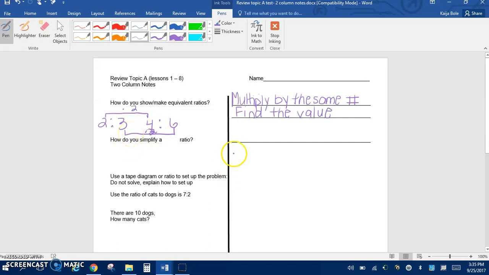Next one is, how do you simplify a ratio? You remember, you set it up as a fraction, and then you simplify. So if we had the ratio 2 to 8, we would write it as a fraction, 2 over 8. They're both even, so we can divide them both by 2. So to simplify, we would get 1 to 4.